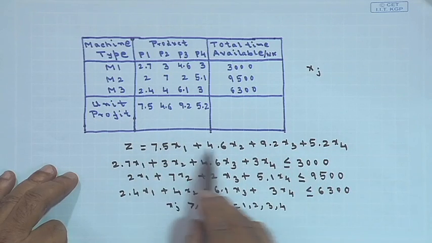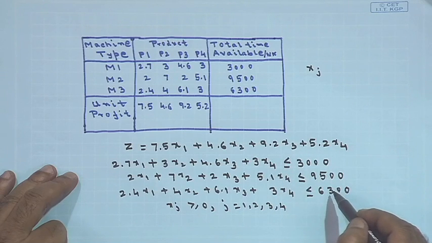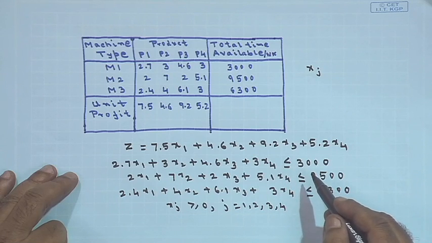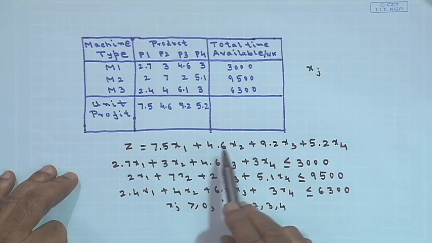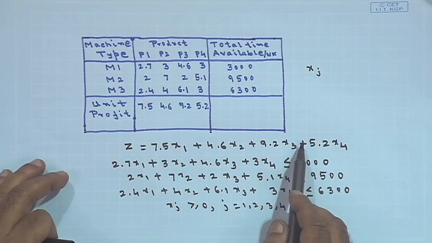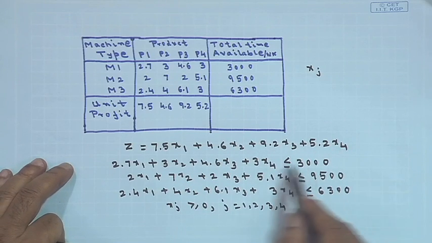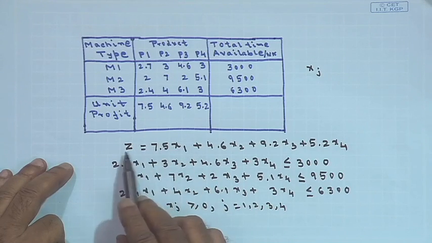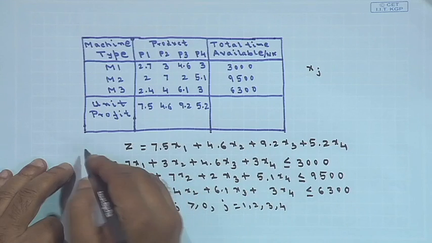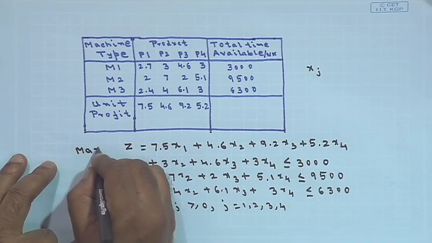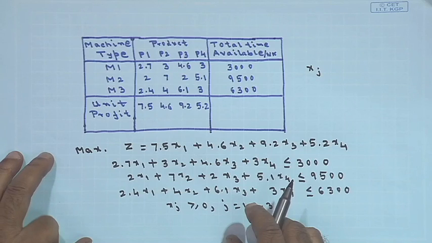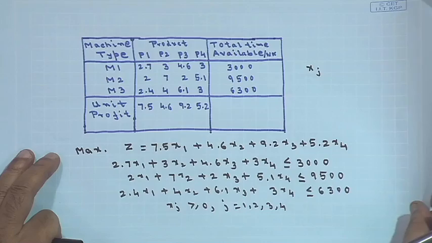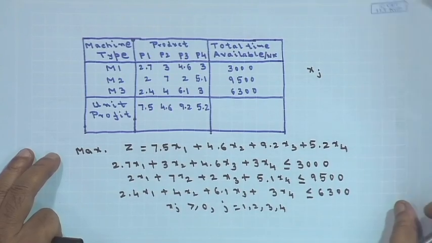Here, this is the objective function and these are the constraints. Optimization is a technique by which we can find the values of the decision variables, here x1, x2, x3 and x4, which will satisfy these constraints. Since this is a profit function, obviously we will try to maximize it. So, maximize z equals this, subject to these constraints. This is the basic idea of optimization.